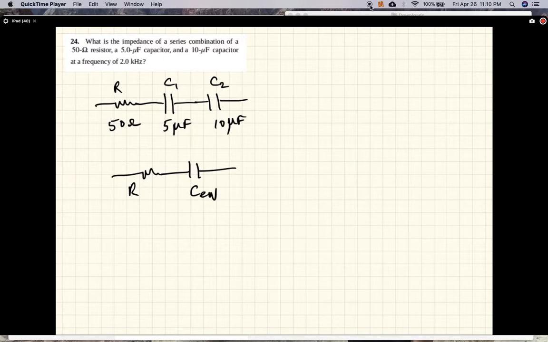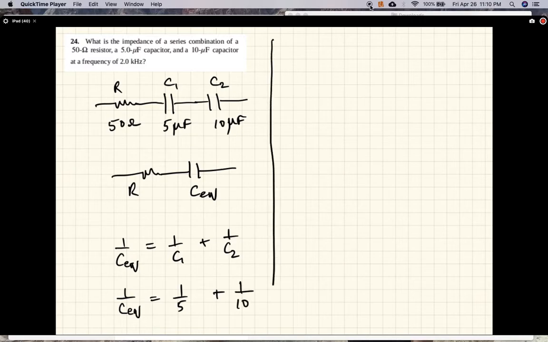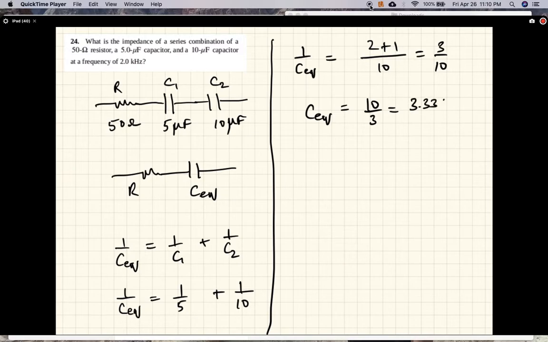The equivalent capacitance is given by 1 over C equivalent equals 1 over C1 plus 1 over C2. So we'll work in microfarads. This is 5 microfarads and 10 microfarads, and 1 over C equivalent is 2 plus 1, 3 over 10. So C equivalent is 10 over 3, equal to 3.33 microfarads. Alright, so now we found that.